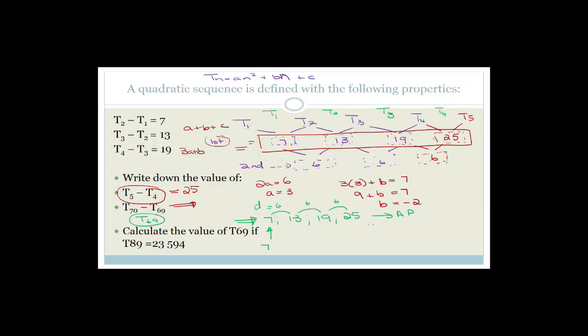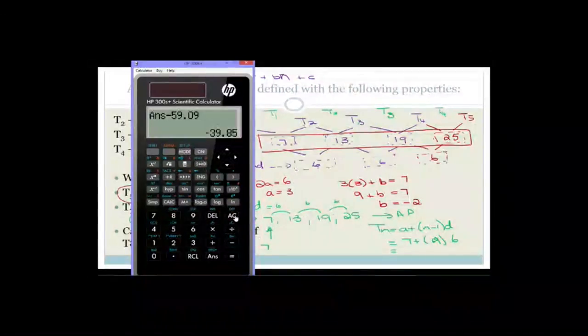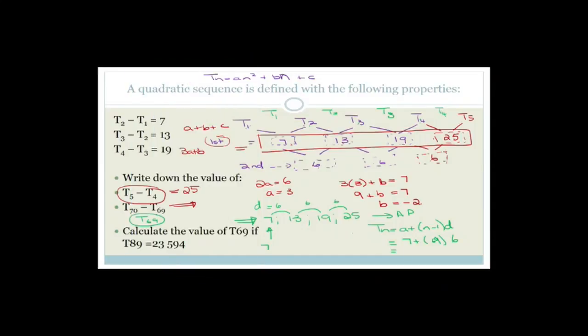So if we do that, we can say Tn is equal to a plus (n minus 1)d. Remember that this is an arithmetic sequence, and also remember that this is on your formula sheet. So your first term is 7 plus 69 times the common difference of 6. So let's pop that into our calculators and work out what that is. We go clear, 69 times 6 equals, plus 7 equals, and that's 421. So therefore, that there is going to be 421. That's quite cool. I like that.